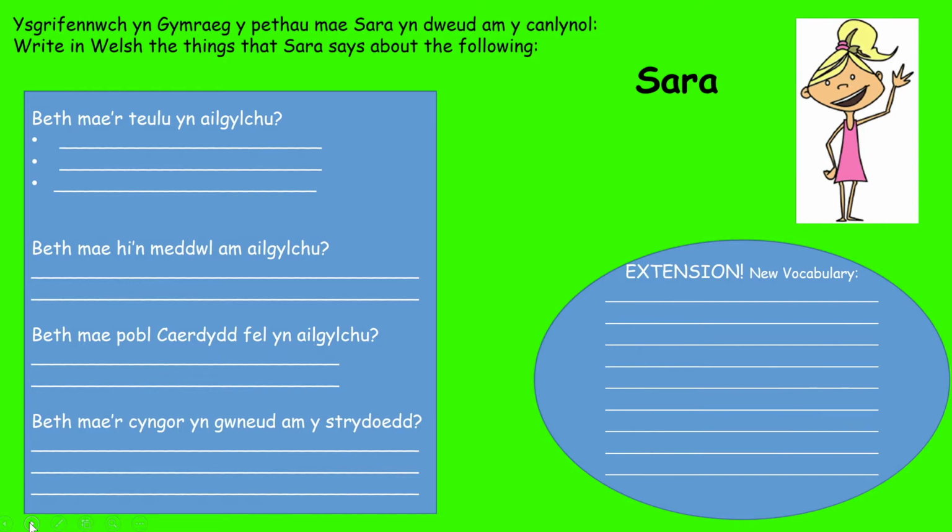Iawn ten. So the key questions. Beth mae'r teulu yn ailgylchu? Beth mae hi'n meddwl? What does she think am ailgylchu? What does she think about recycling? Beth mae pobl Caerdydd fel yn ailgylchu? And lastly, beth mae'r cyngor, the council, yn gwneud am y strydoedd?